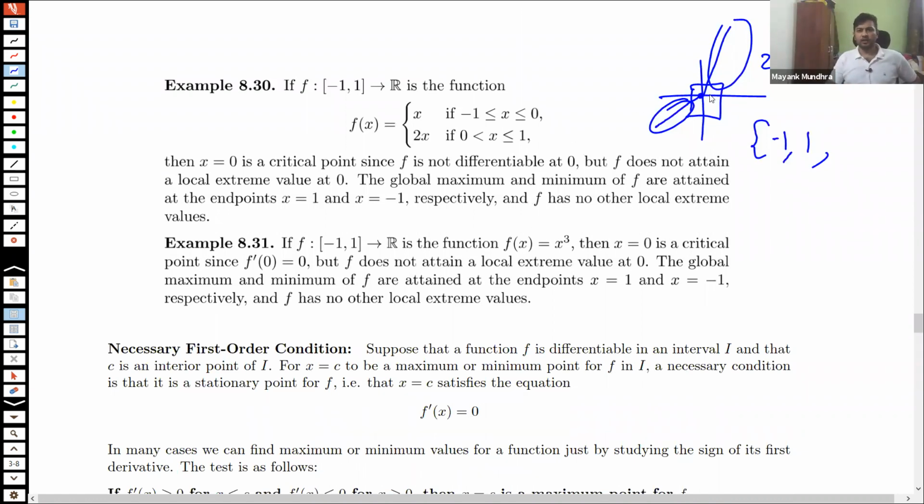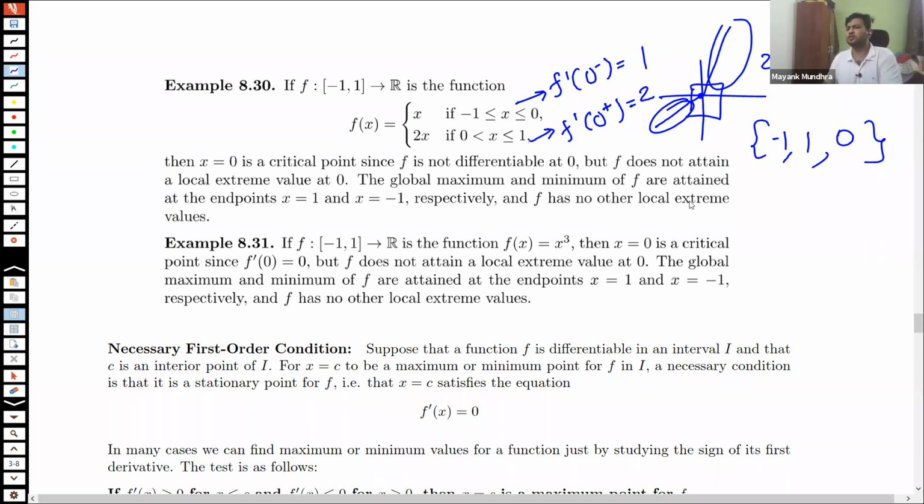Anyway, so I know the left-hand limit of the derivative, f prime at 0 minus, is 1. And from here, I know that f prime at 0 plus is 2. So 1 is not equal to 2, so the limit will not exist. Limit meaning f prime does not exist. So 0 is also a critical point. So minus 1, 1 and 0, these are your critical points.